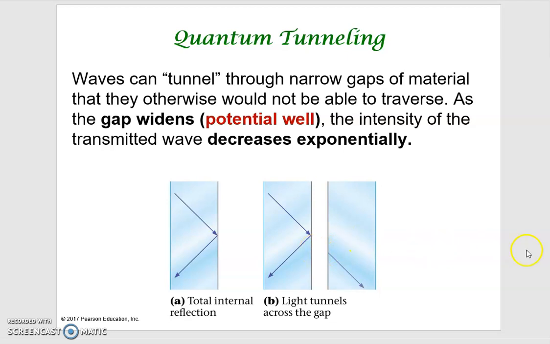So the further away these two mirrors are, the less the chance for the particle or the light to penetrate through and pass through the gap and enter into the second part of the mirror. This is quantum tunneling in terms of light as a wave. But now you can think in terms of particles and a potential well.